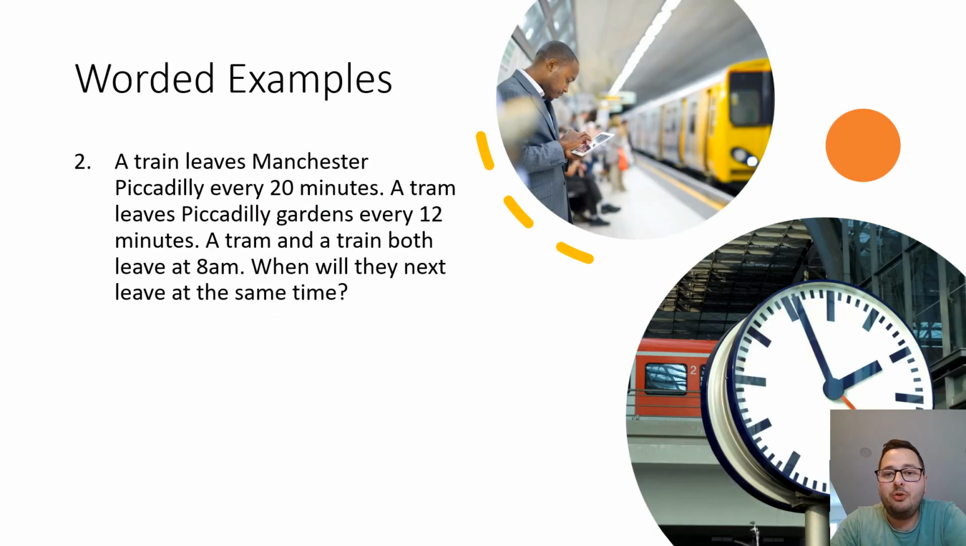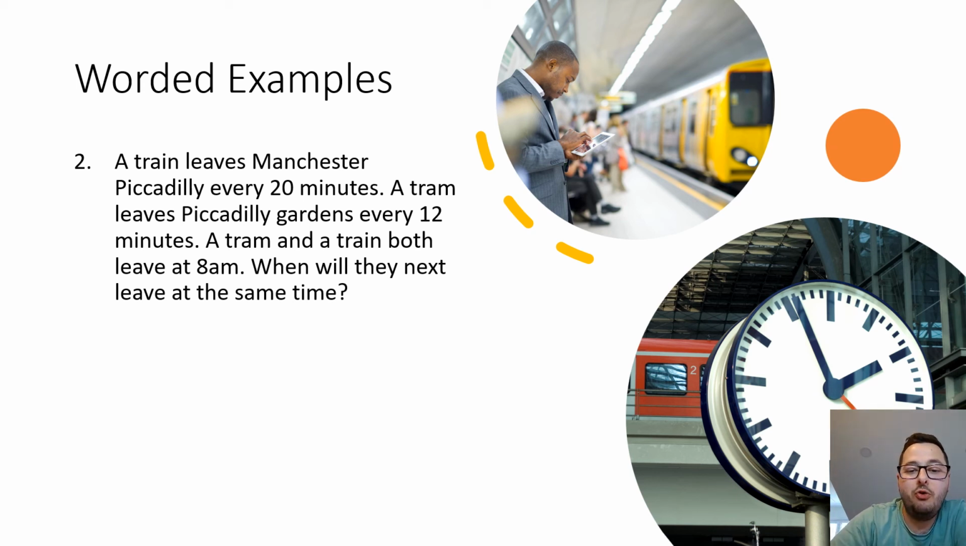Now let's do one final question. We've got that a train leaves Manchester Piccadilly every 20 minutes. We've got a bloke there playing on his nana's iPad, waiting for the train to arrive. And we've got a lovely clock. And we've got that a tram leaves Piccadilly Gardens every 12 minutes. So train every 20 minutes, tram every 12 minutes. A tram and a train both leave at 8 AM. When will they next leave at the same time?